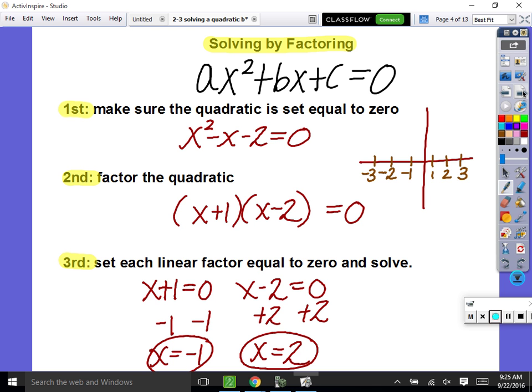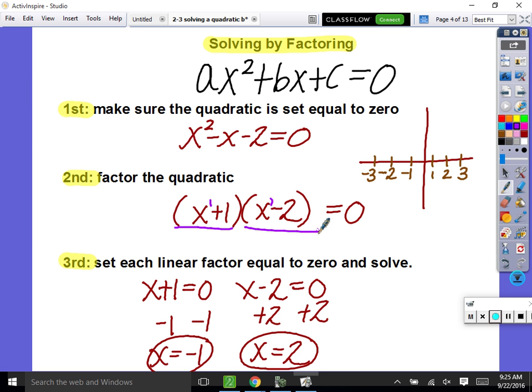First, make sure it's in standard form and set equal to 0, such as this. Second, factor the quadratic using the steps we just did. And then once you factor the quadratic, you'll be looking at 2 linear factors. Remember last time we talked about degree 1, correct? So we're going to have 2 linear factors. Now up here our polynomial was set equal to 0. So now we just have it in factored form.